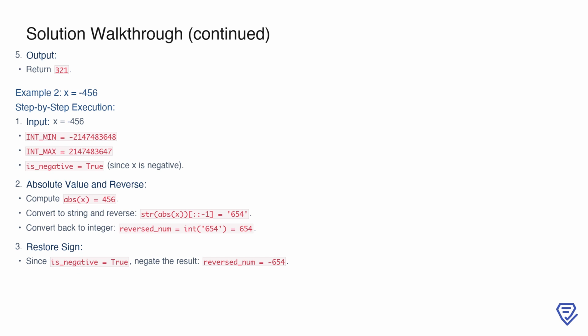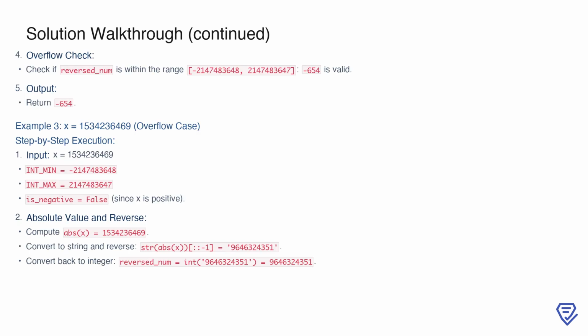Next, we take the absolute value of x, which is 456. We then convert this absolute value to a string, reverse the string to get 654, and convert it back to an integer. This gives a reversed number of 654. Since the is_negative flag is true, we restore the sign by negating the reversed number, resulting in -654.